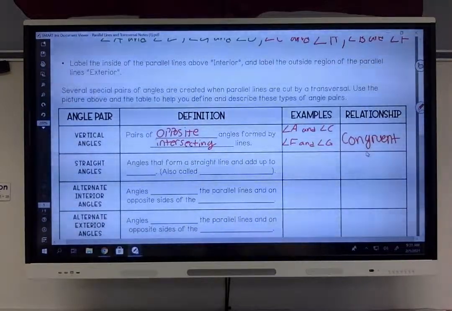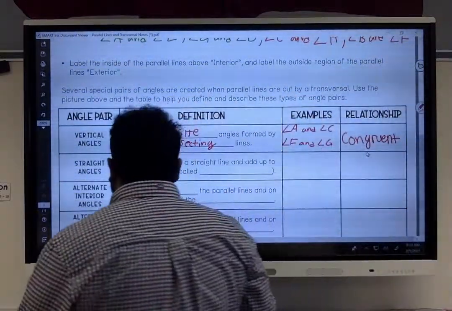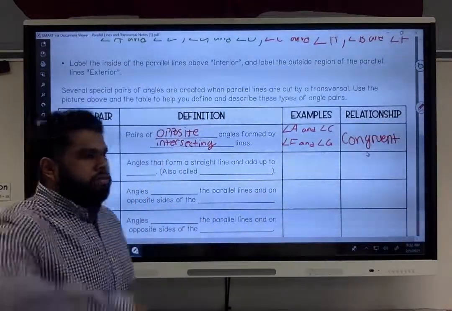That means those two angles will be the exact same value, right? Because congruent means same. Okay. So now let's look at a straight angle. Well, what is a straight line? Okay, it would look like this.